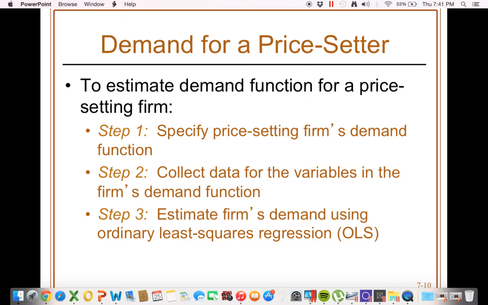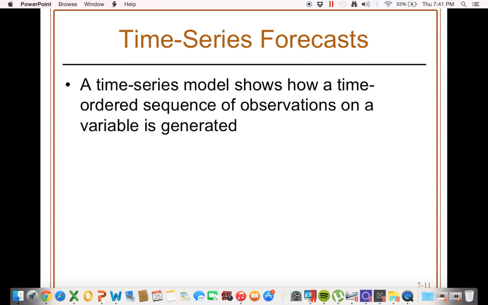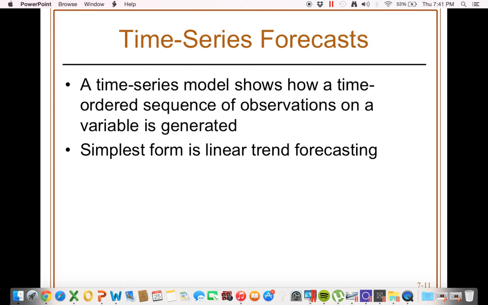Most of the data that you'd see collected for this sort of thing would be time series data, which we went over last class as well. A time series model is going to show how a time-ordered sequence of observations on a variable is generated. And the simplest form is linear trend forecasting. Here, sales in each time period Q_t are assumed to be linearly related to time.